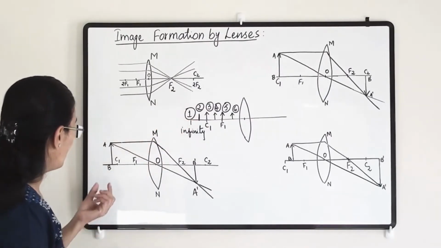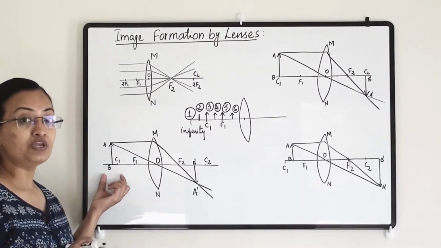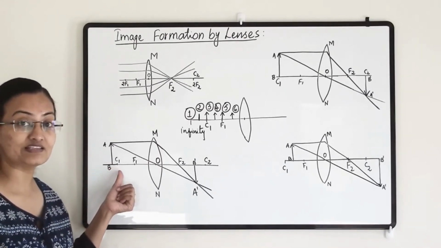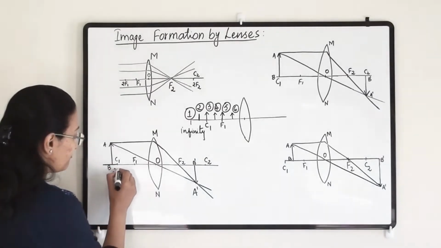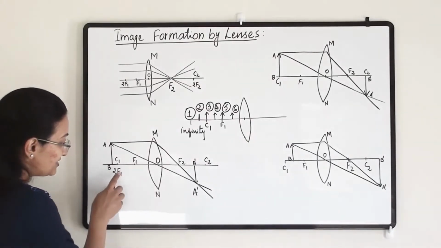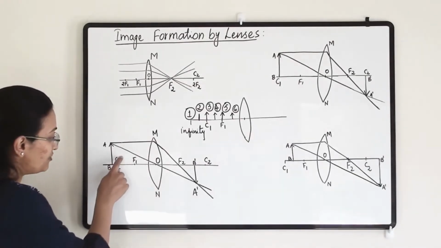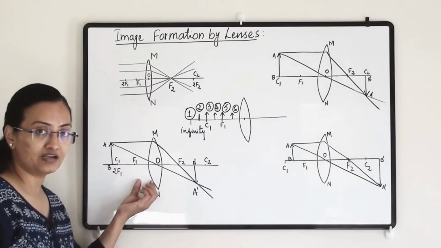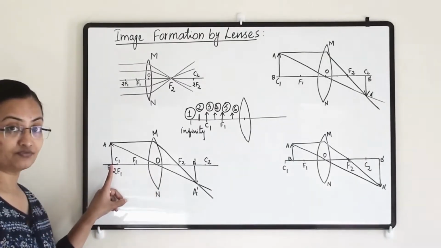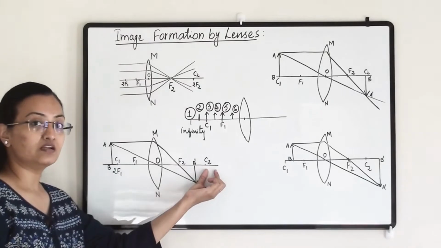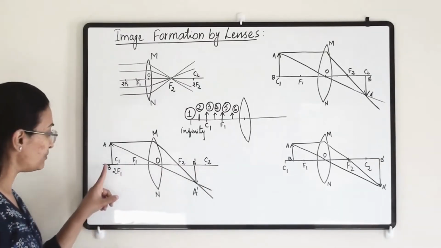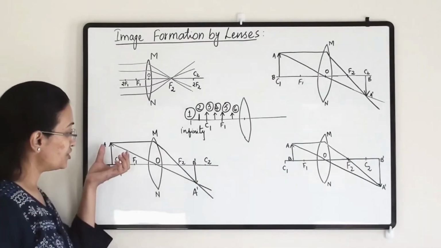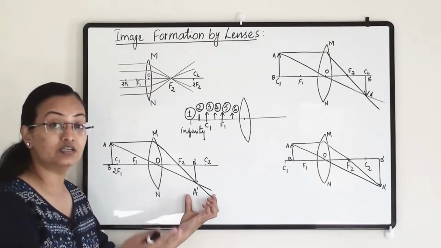Then the second case, when we are keeping the object beyond C, beyond the center of the curvature, or in terms of lenses, this is 2f1. This is the first focus point and this is the second focus point. But here we are going to maintain it as C1 so that we will not get confused between 2f1 and f1. So this is going to be our center of curvature 1 and this is going to be our center of curvature 2. So when we are keeping the object beyond C1, there will be 2 rays which will give us the image on the other side of the lens.